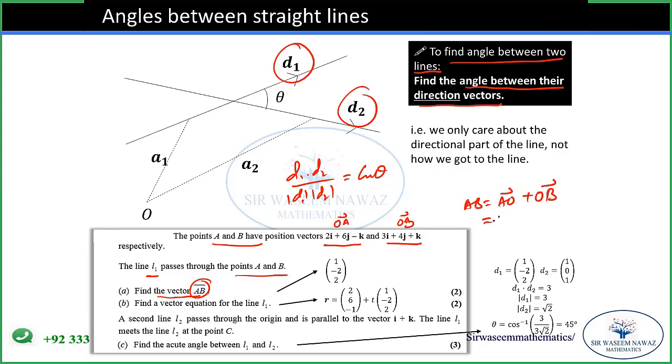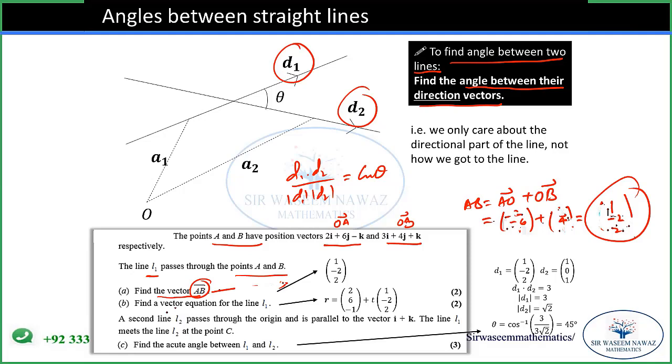Okay, the same strategy here. So AO will be -2, -6, -1, and OB will be 3, 4, 1. So what you will get: -2 plus 3, you will get 1; -6 plus 4, -2; and -1 plus 1, 2. So this is your vector AB.